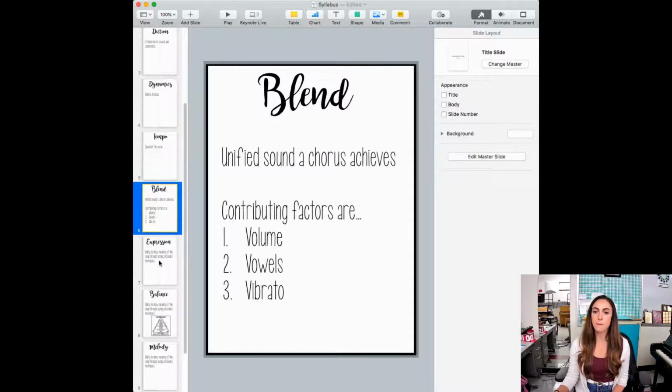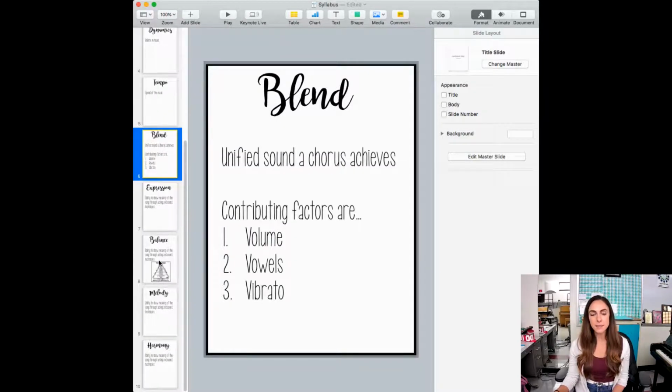Next, let's talk about blend. Blend is something that's unique to a group of people singing or playing instruments together. The idea of blend is the idea of a unified sound. So ideally, we want a chorus where you can't hear any one individual singer, or a band where you can't hear any one individual saxophone player. We want them to all kind of blend together.